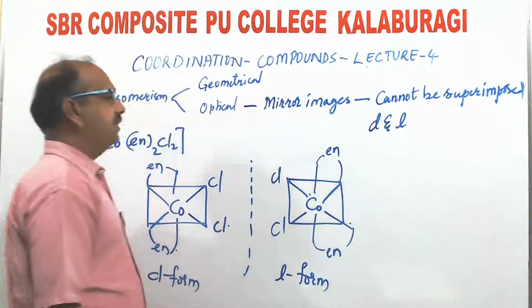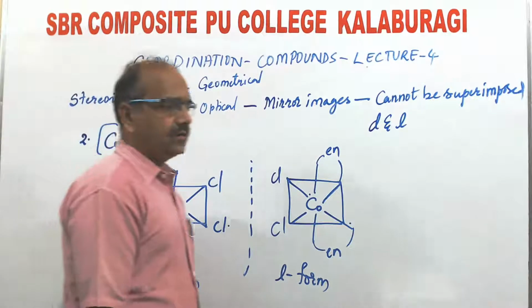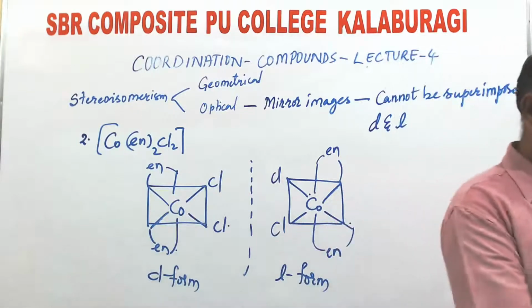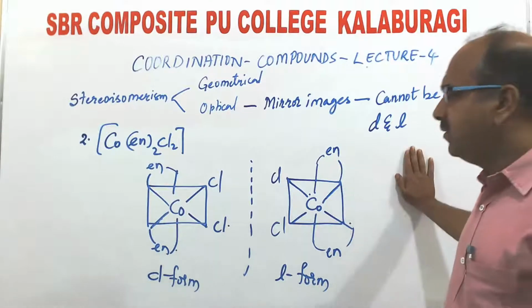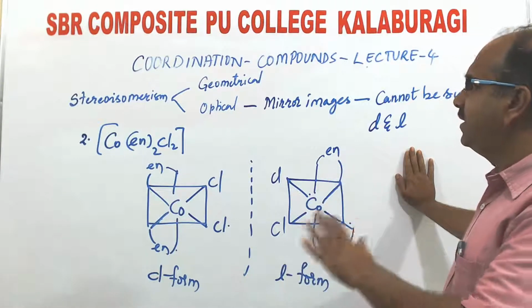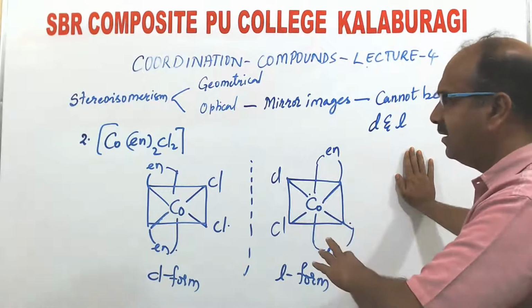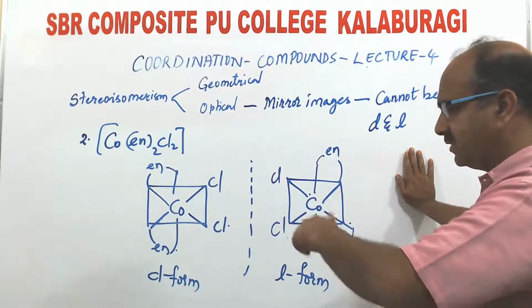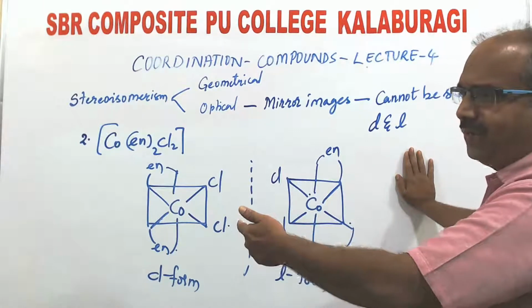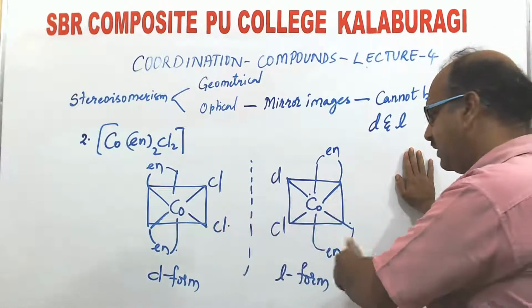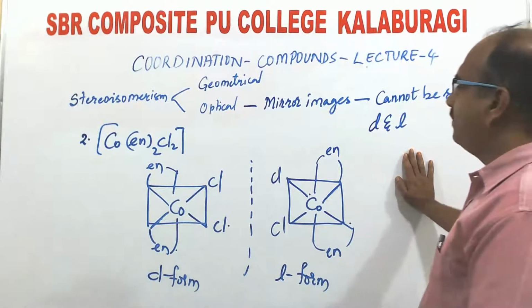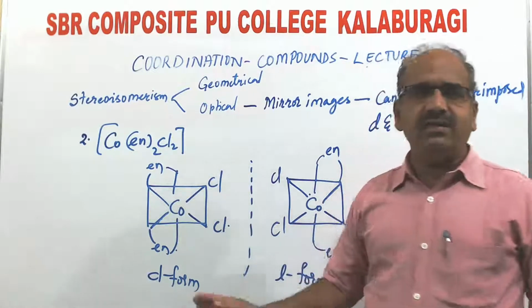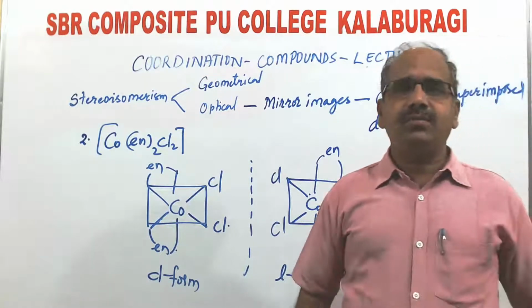L form. So Co(en)2Cl2. These again, just reminding you, optical isomers. Optical isomers are mirror images of one another. So of both those isomers, if one is turning the plane of polarized light to the right side, the other will turn the plane of polarized light to the left side. And both, you can see definitely, are not superimposable.